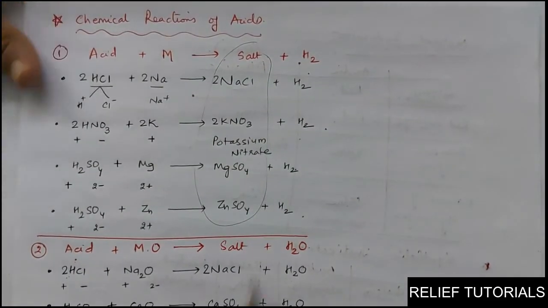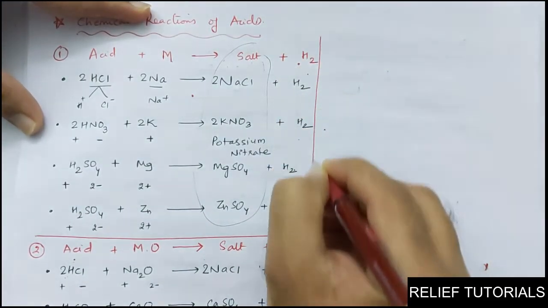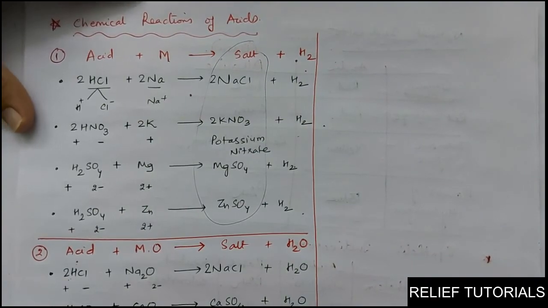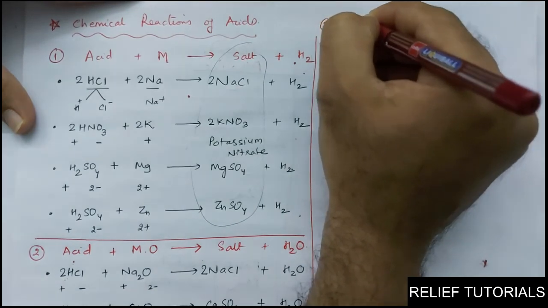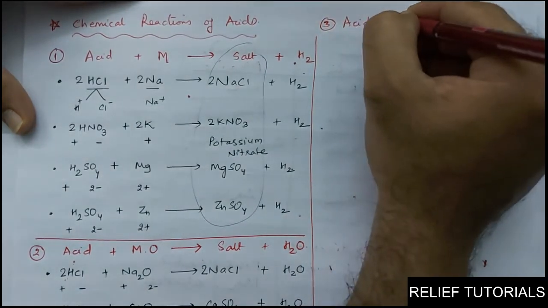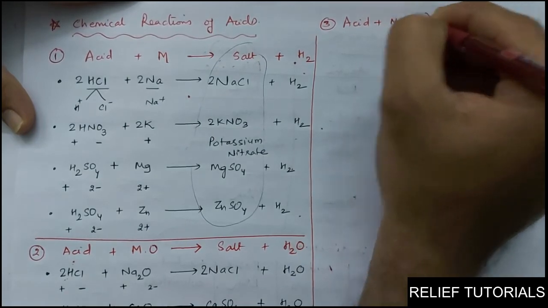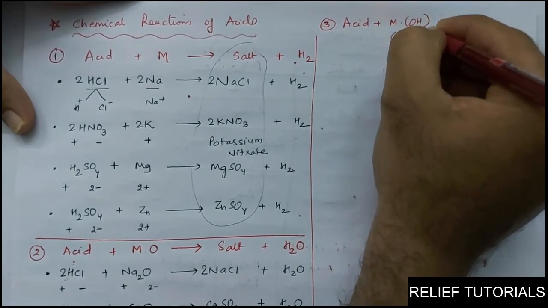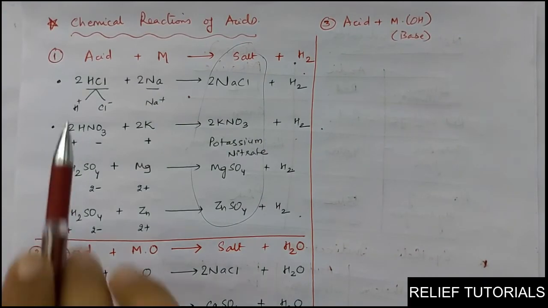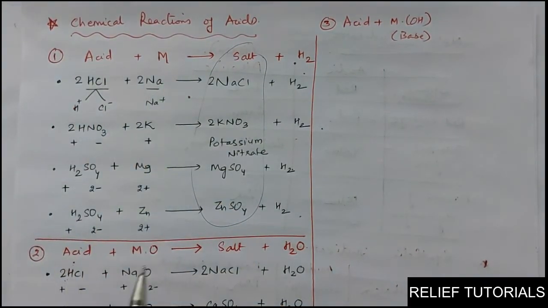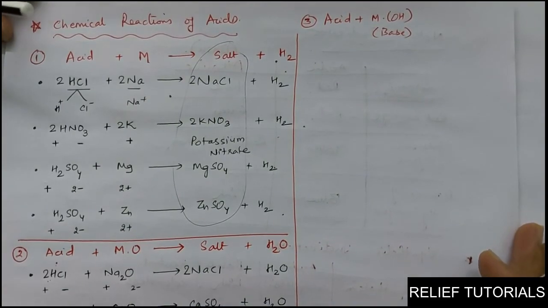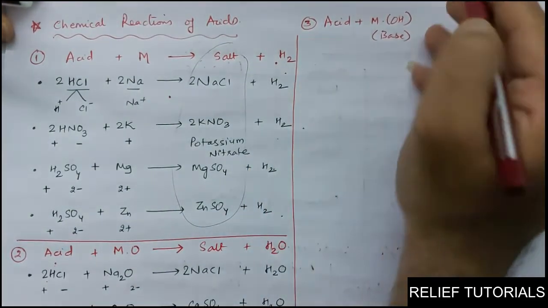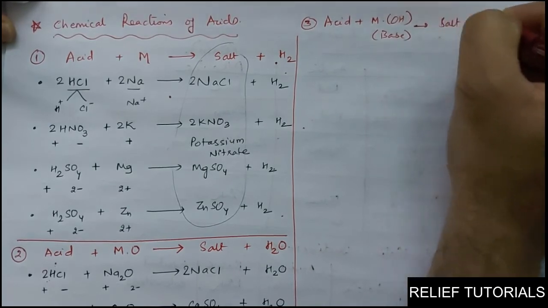Third type of reaction. When acid reacts with metallic hydroxide, means base. First, acid with metal. Second, acid with metallic oxide. Third, acid with metallic hydroxide, the base. And this is the purely neutralization reaction, because when acid reacts with base, it always forms salt and water.